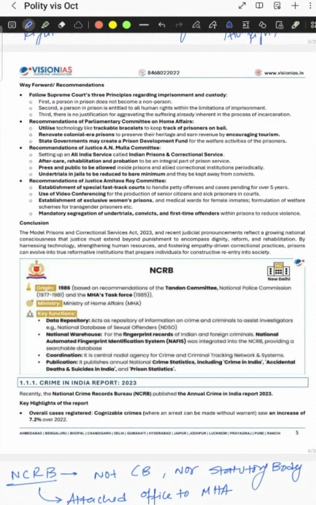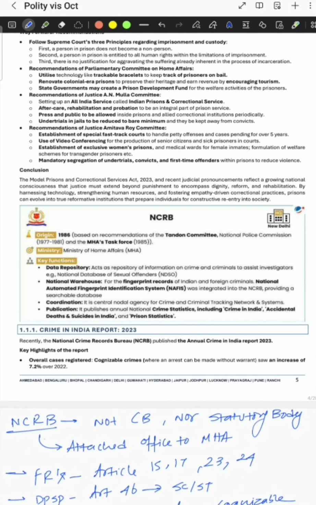Next is NCRB. What do you mean by NCRB? National Crime Records Bureau. It publishes an annual Crime in India report, that is 2023. So the key highlights you can go through in the magazine, and I have given them in the document also. Its origin was in the 1986 London Committee. You can see it in the document.